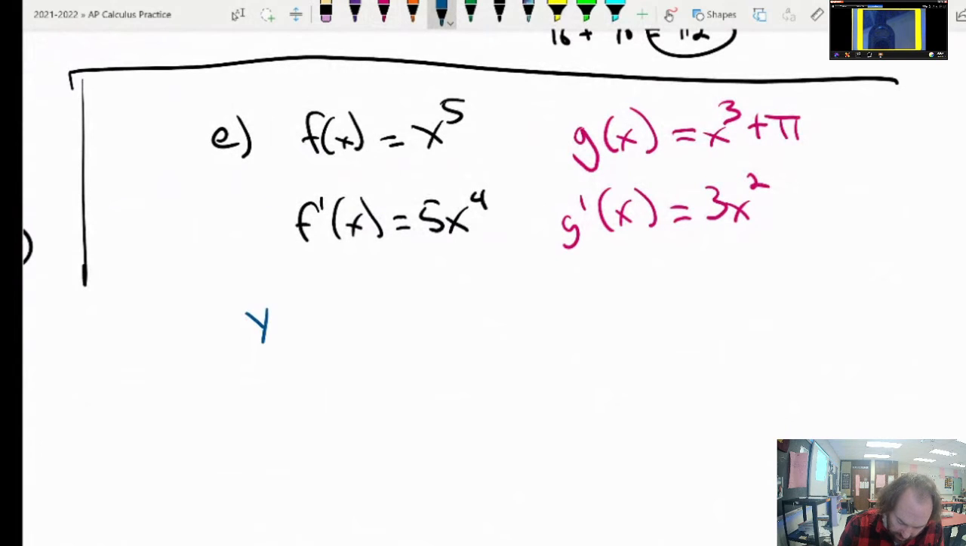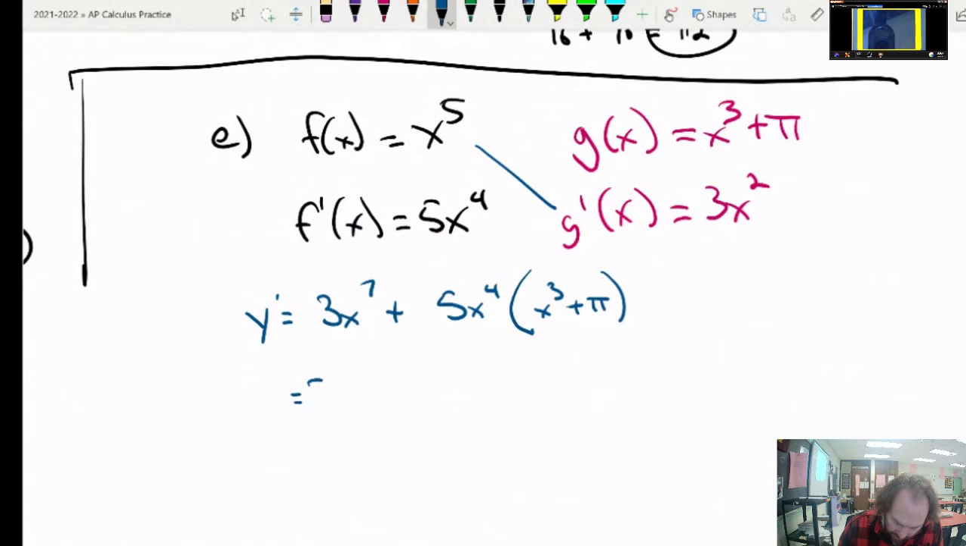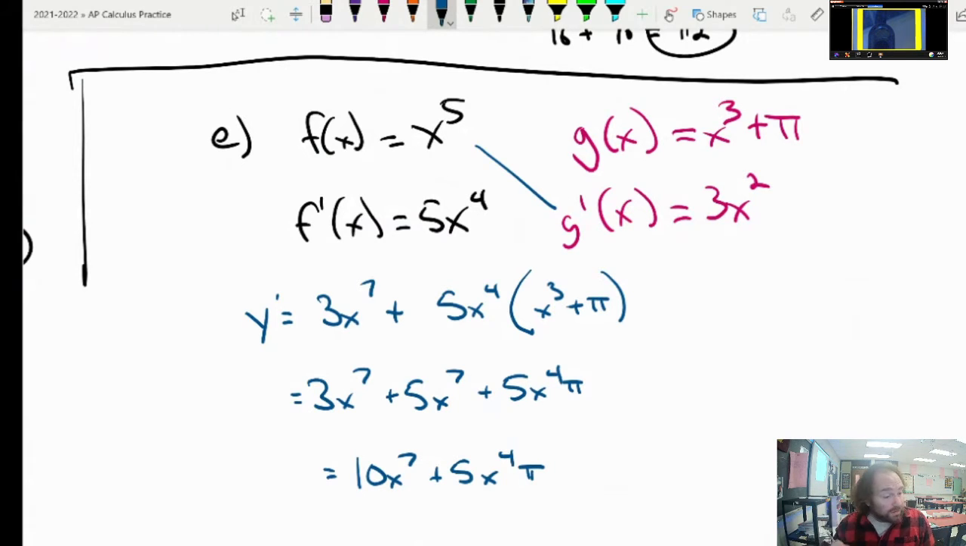So the derivative, y prime, is going to be x to the 5th times 3x squared, so that'll be 3x to the 7th power, plus, let's see, we got 5x to the 4th times x to the 3rd plus pi. So if I want to shake all that out, 3x to the 7th plus 5x to the 7th plus 5x to the 4th pi, and those can combine together. That's 8x to the 7th plus 5x to the 4th pi. I think that's correct. Yeah. Oh, the book didn't even simplify it at all. They just left it right here where it was.